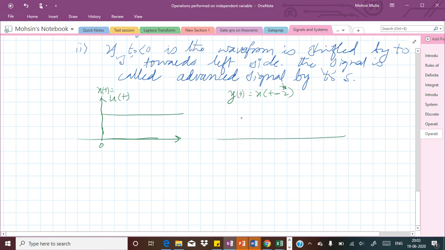So the new signal, instead of starting from instant 0, here 1, 2, 3, 4 and so on. Now when we say that it is delayed by 2 seconds, it has to start only after 2 seconds. So here the magnitude will start only after 2 seconds. So this is called the delayed signal, or shifted signal.